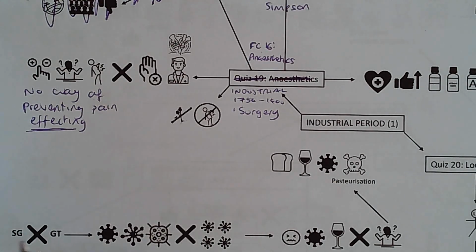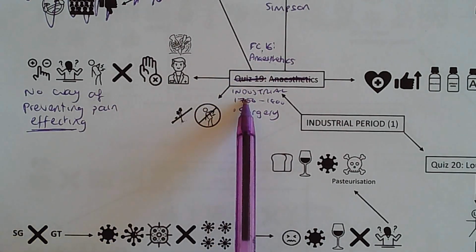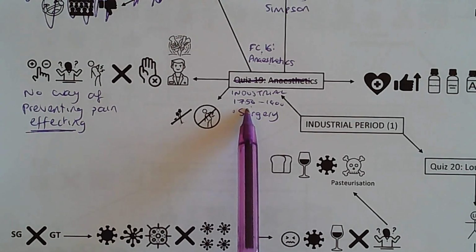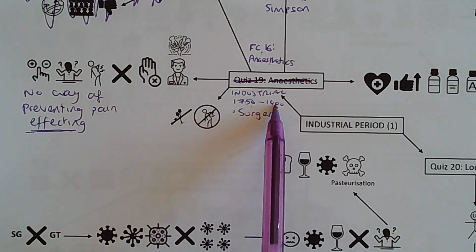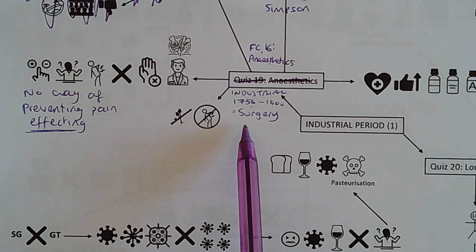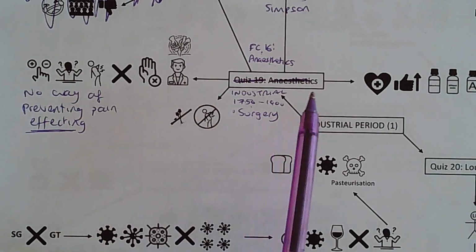And today we're going to be looking at anaesthetics, which links to your flashcard pack 16. We're going to be looking at anaesthetics in the industrial period, which is 1750 to 1900. If we think about the themes of medicine then, disease, public health and surgery, it links very heavily with surgery.